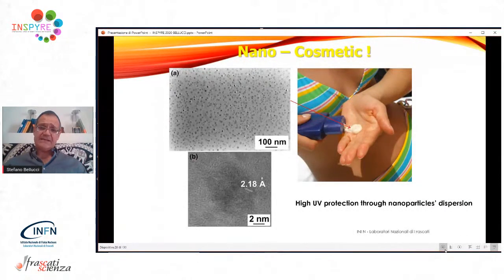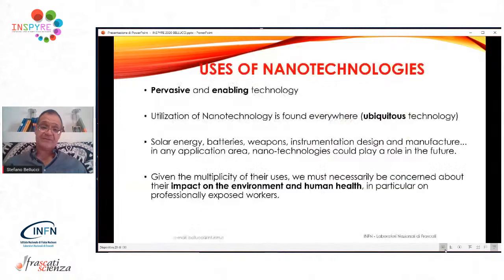Another example is in cosmetics. And as I mentioned before, the nanoparticles have been inserted into the sunscreen to enhance the UV protection through the dispersion of nanoparticles inside. Here you see the image of nanoparticles. They show you that the nanoparticles are about 4 or 5 nanometers in diameter, and their atomic lattice structure has an interlayer distance of a little bit more than 2 angstroms.